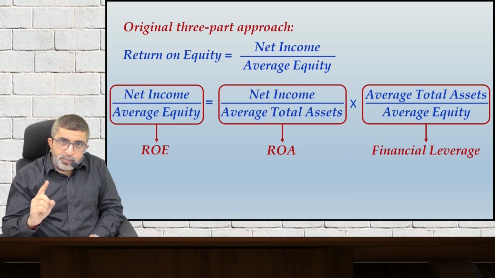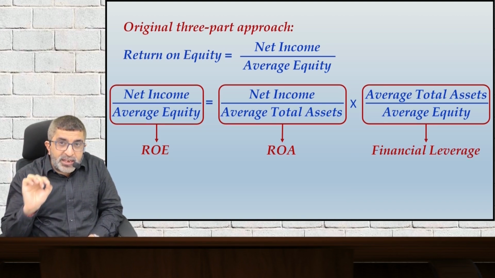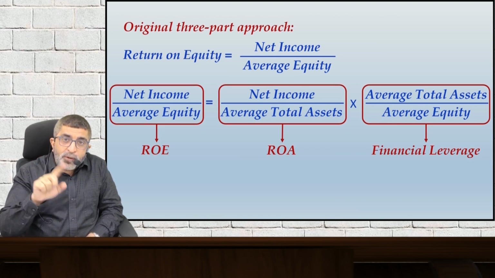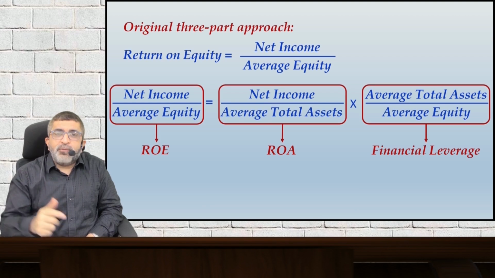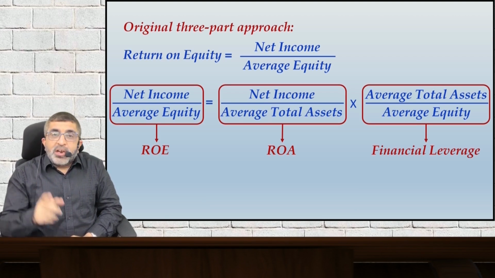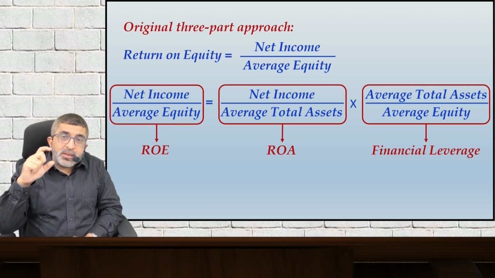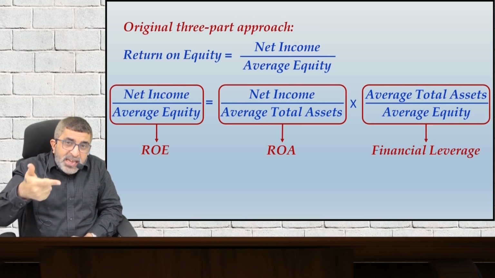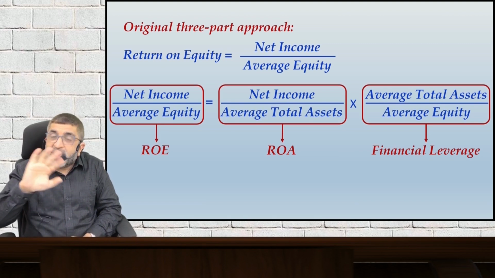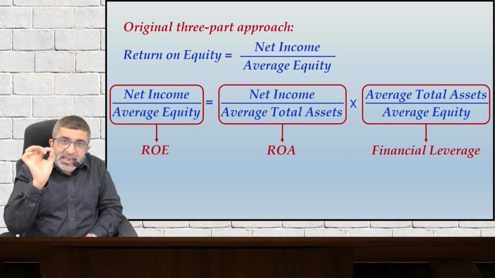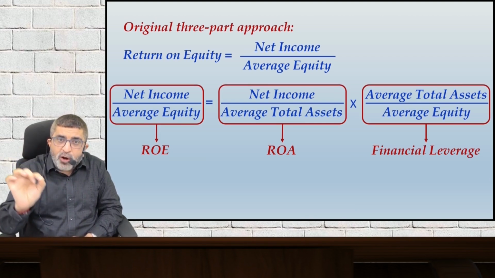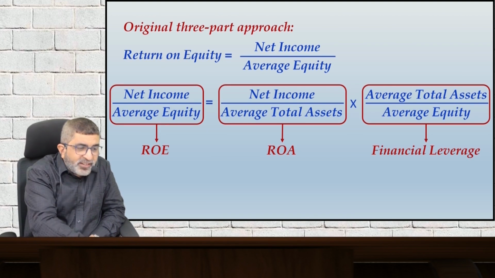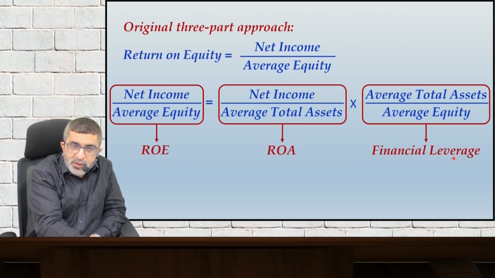Keep in mind one thing, I have told you very clearly in the class as well, that degree of financial leverage is different from financial leverage. Degree of financial leverage is measured by taking EBIT divided by EBT. That's a different ratio. We call that DFL, degree of financial leverage. Whereas typically financial leverage indicates average total assets divided by average equity.